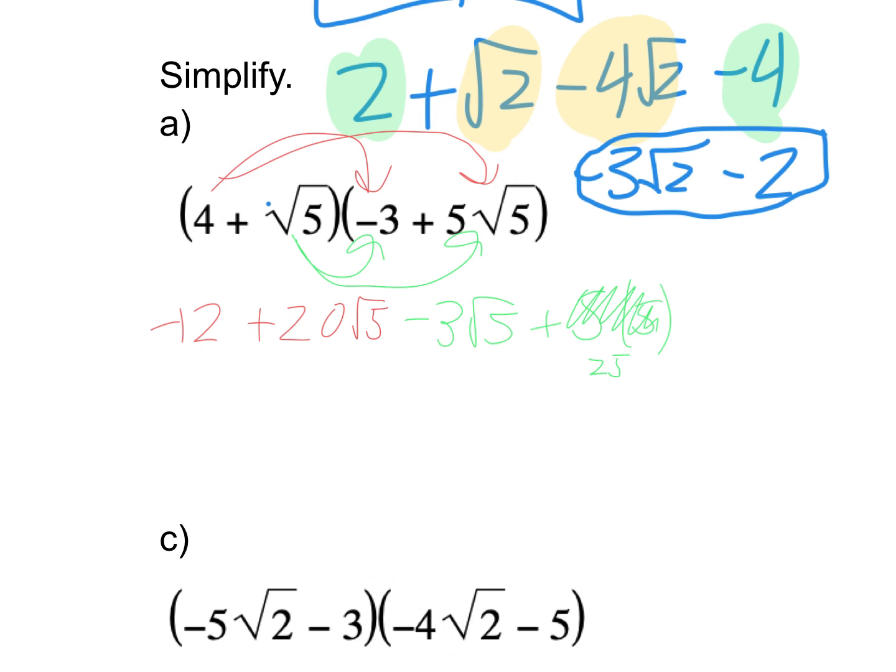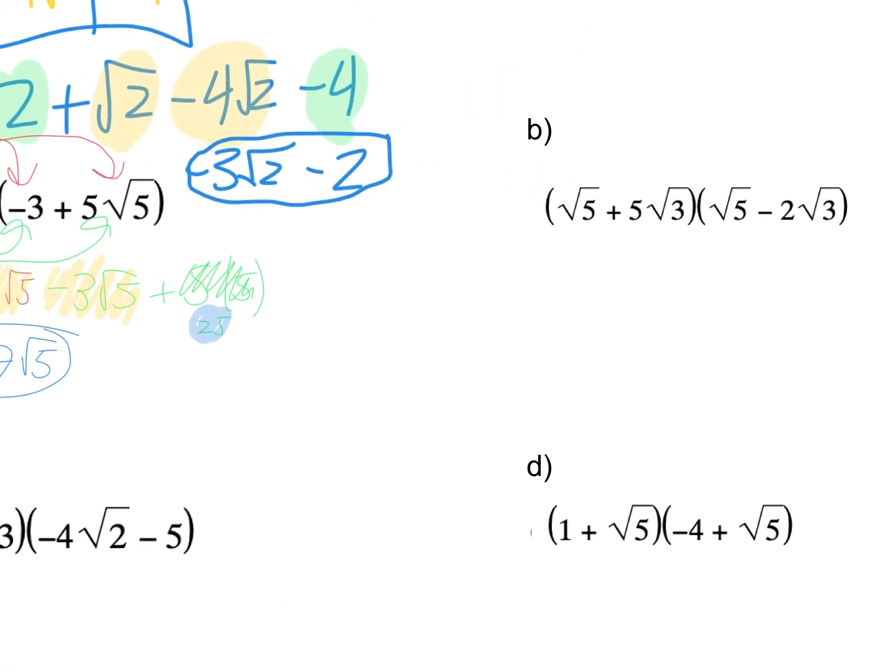From here, I will just combine like terms. So we have, I got negative 12 and 25. Those are both whole numbers. So negative 12 plus 25 will get me 13. And then we have 20 square roots of 5 minus 3 square roots of 5. That should get us plus 17 square roots of 5.